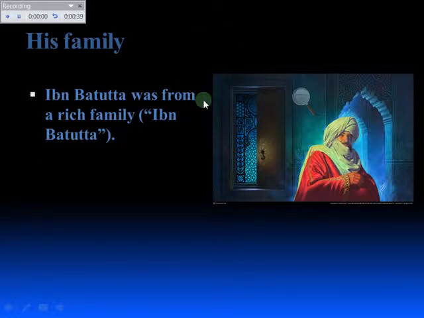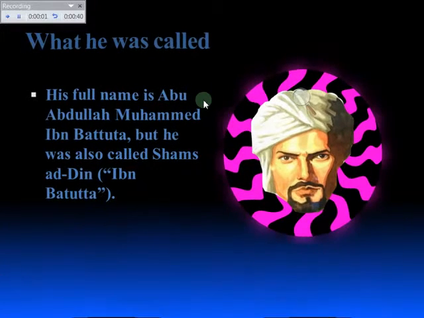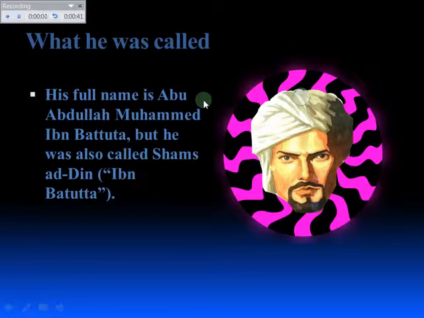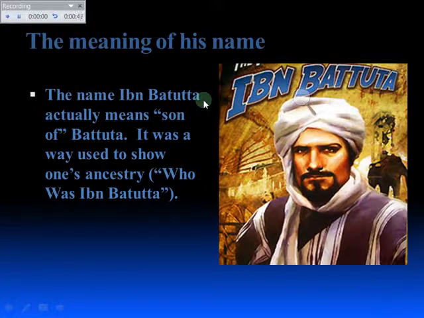Ibn Battuta was from a rich family. His full name is Abu Abdullah Muhammad ibn Battuta, but he was also called Shams ad-Din. The name Ibn Battuta actually means son of Battuta. It was a way used to show one's ancestry.